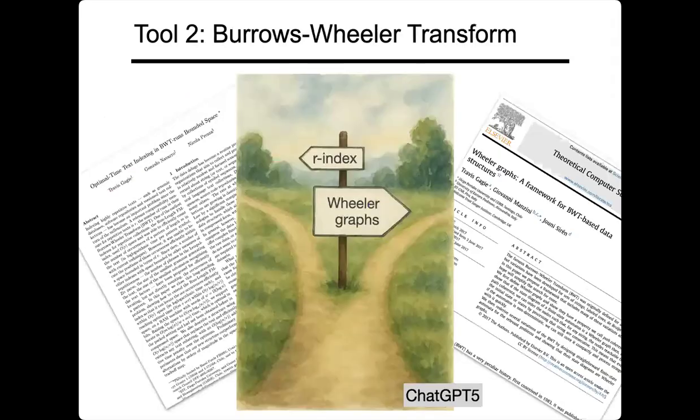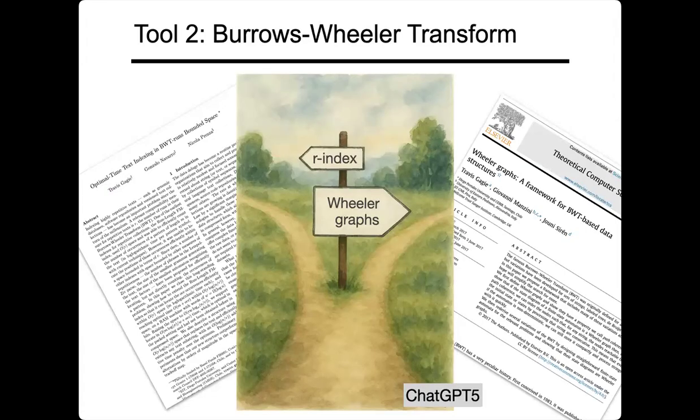The second tool is, and this is the medicine you're going to have to take today, you're going to have to listen to me talk about the Burrows-Wheeler transform, because that's the fundamental computer science mathematical idea that's enabling everything that we're doing in pangenomics. And the computer science theory community has given us two wonderful new abstractions. One of them called the r-index, which I will discuss today. One of them called Wheeler graphs, which I'll only slightly discuss today.